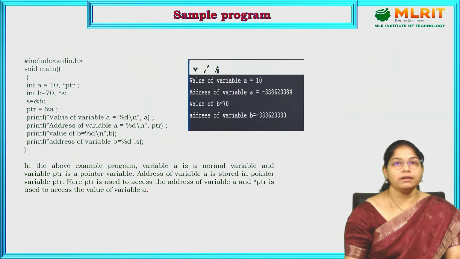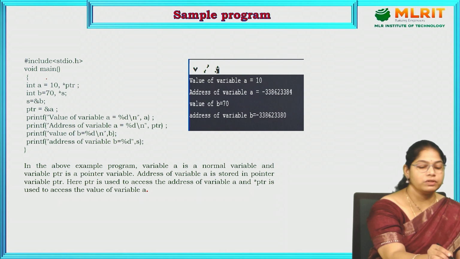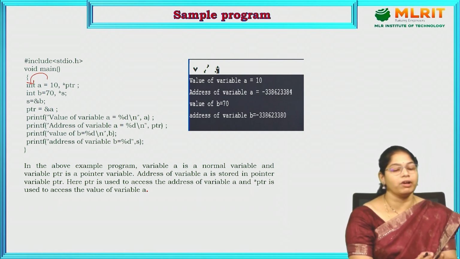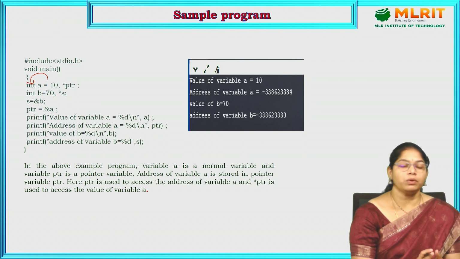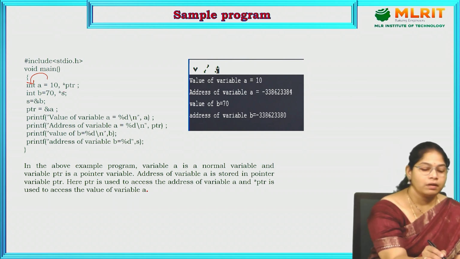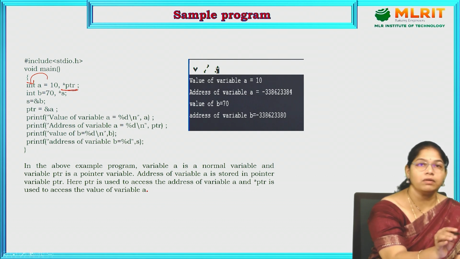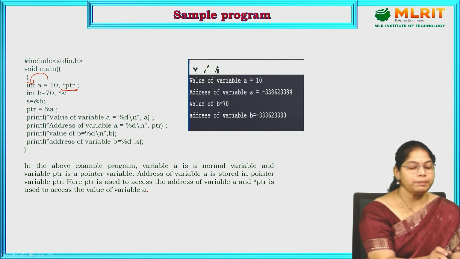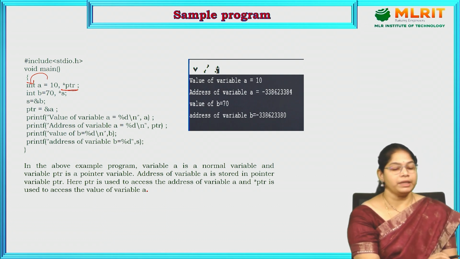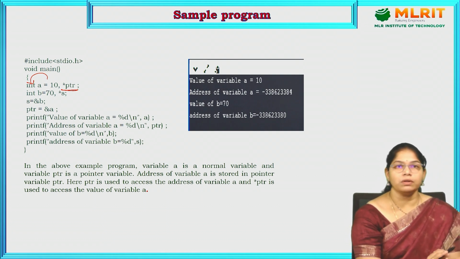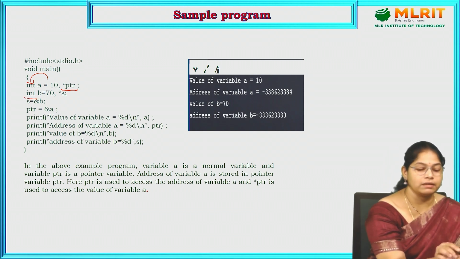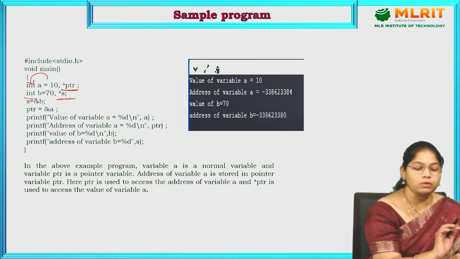Here I declare a variable A whose data type is integer. That means this variable can hold integer type values only. Now if I want to store the address of that integer variable, then we have to declare a pointer of that type. Then int b is equal to 70. B is also of data type integer. If I want to store the address of B, whose data type is integer, then the pointer is also of the same type.